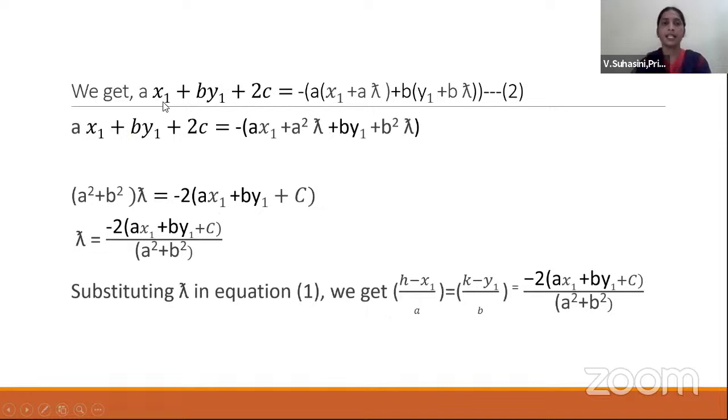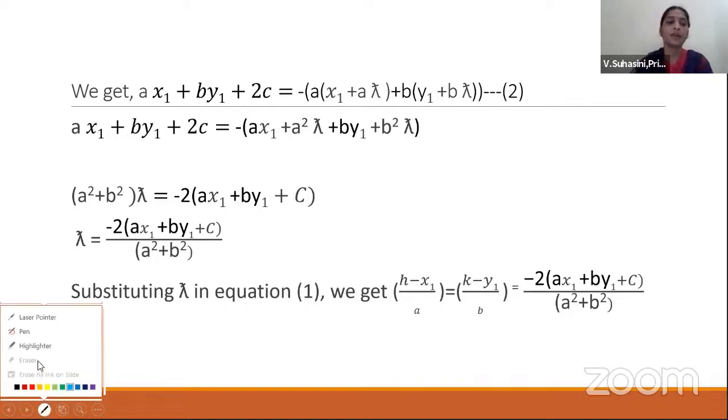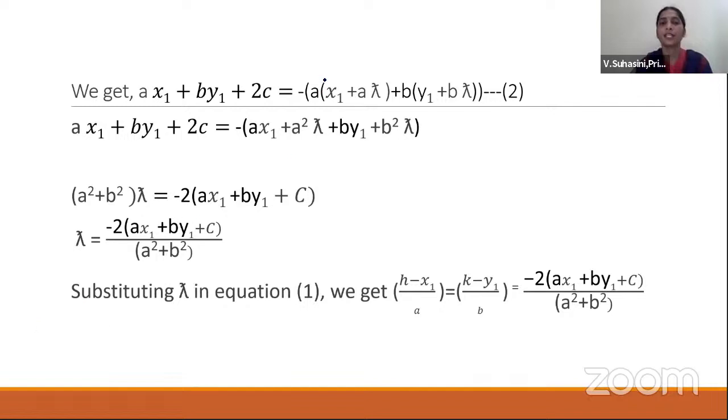We shall get ax1 plus by1 plus 2c is equal to minus a times h. In place of h, now we are going to write the value of h. What is h? h is x1 plus a lambda. And what is k? k is y1 plus b lambda. That's all. Left hand side remains the same, children: ax1 plus by1 plus 2c.